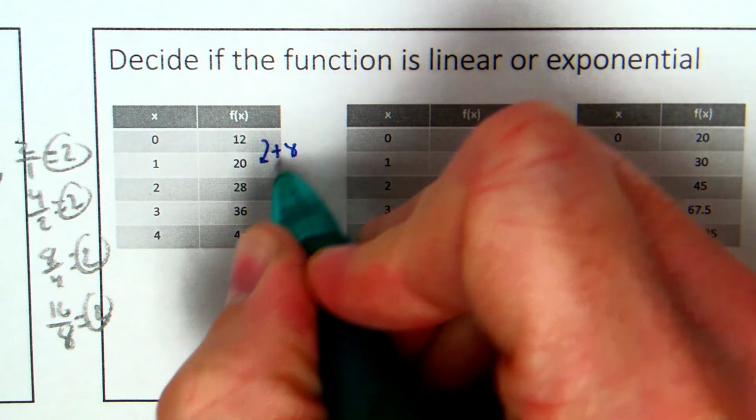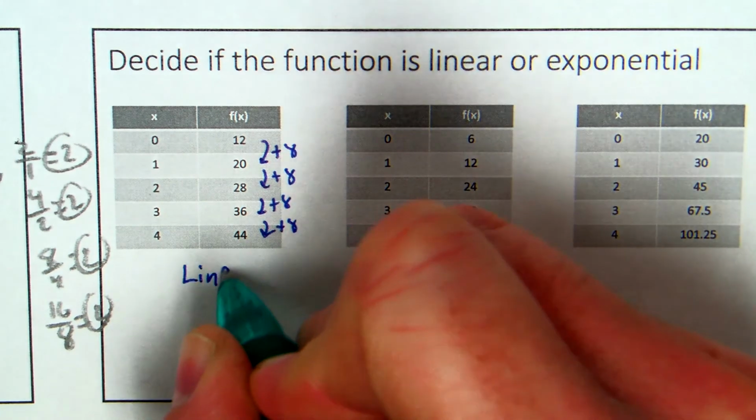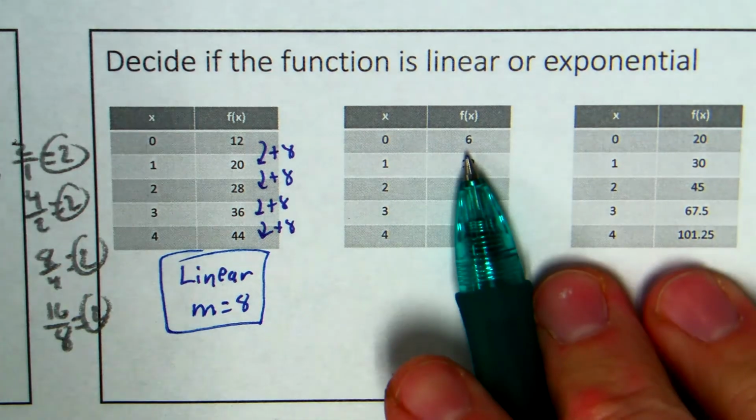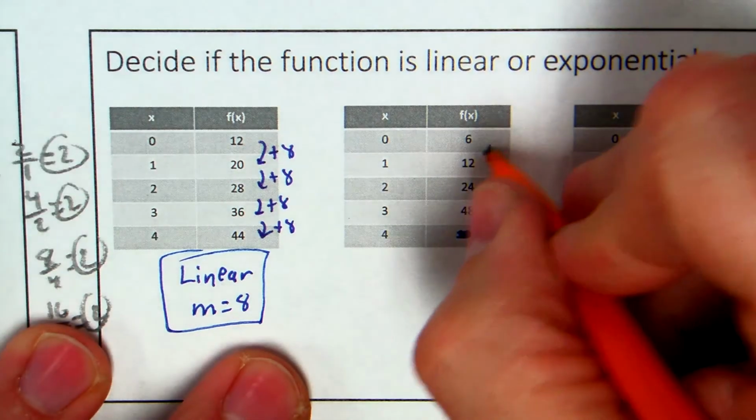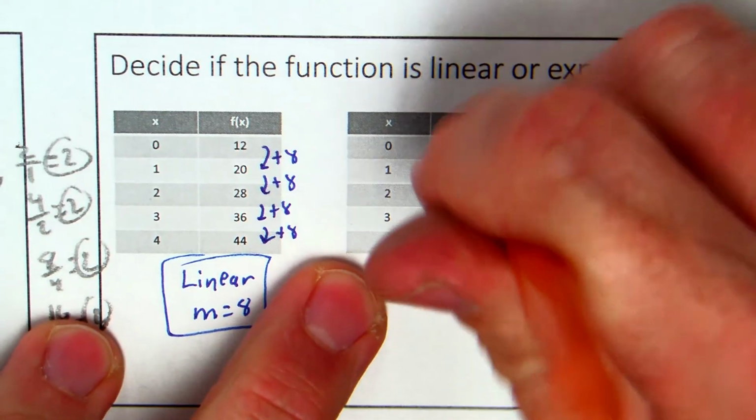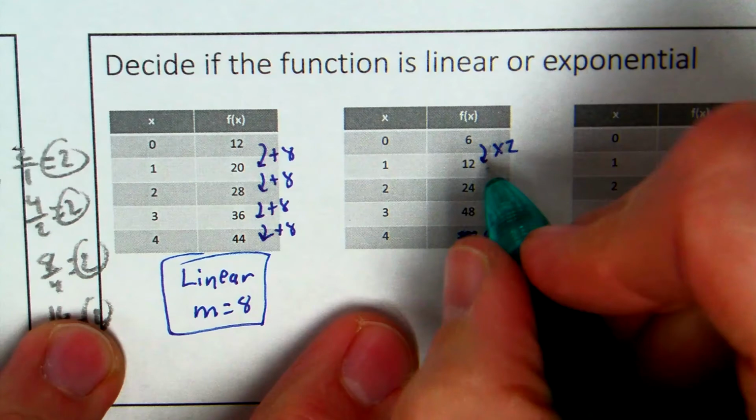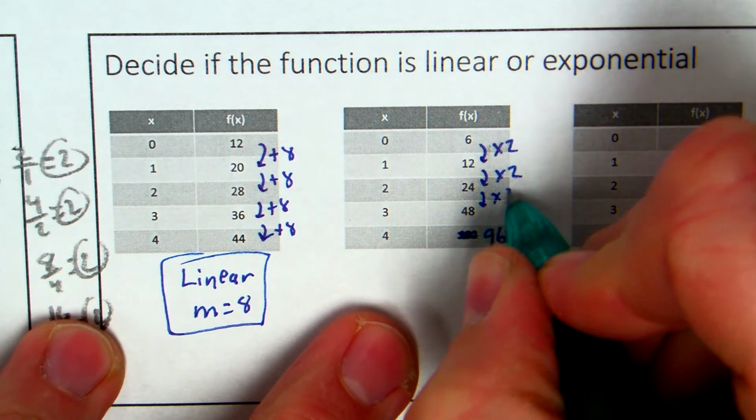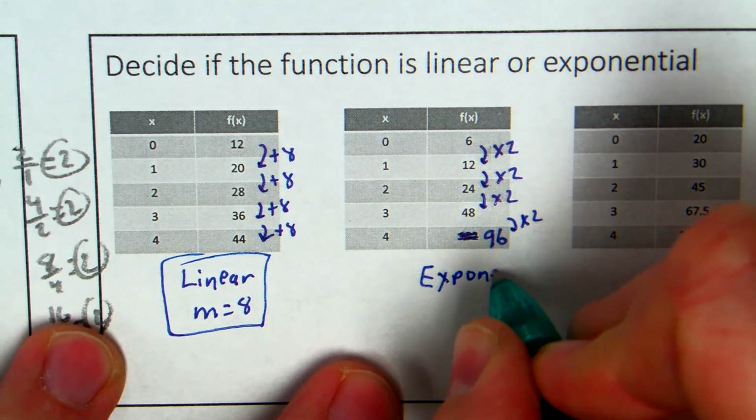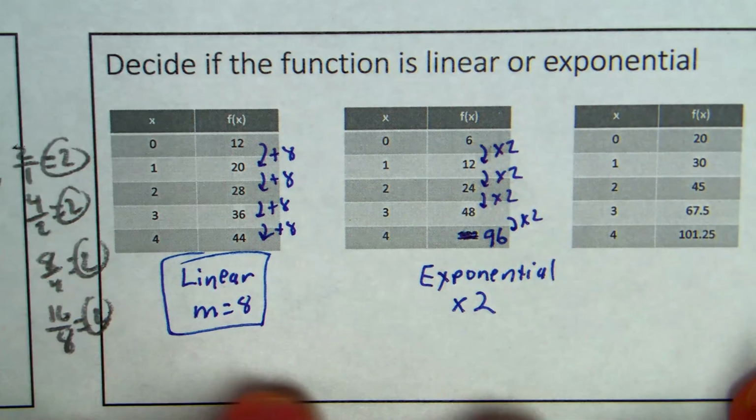When I look here, I see a +8 pattern. This is definitely linear and definitely has a slope of 8. But when I look over here, I see +6, +12, +24. Definitely not linear. Instead, what's happening is you've got times 2, times 2, times 2, and times 2. This is an exponential pattern because it grows by a scale factor of 2 each time.